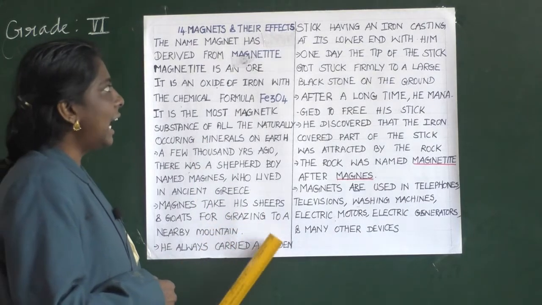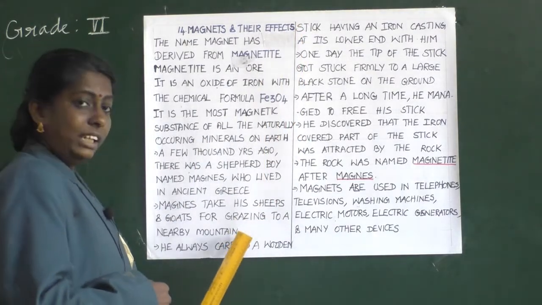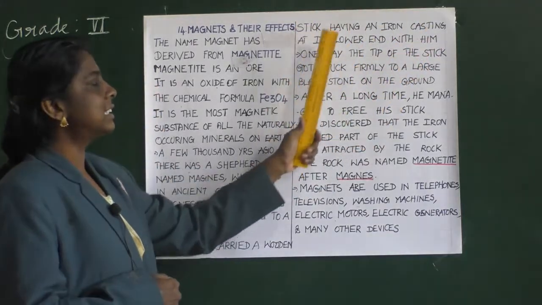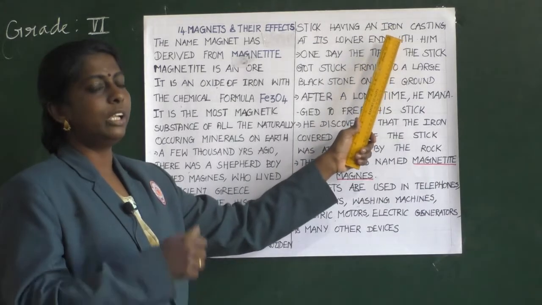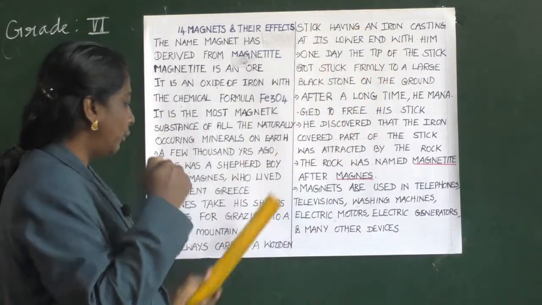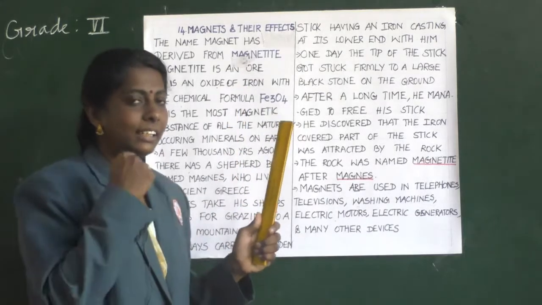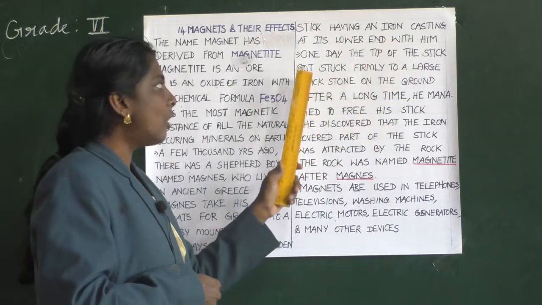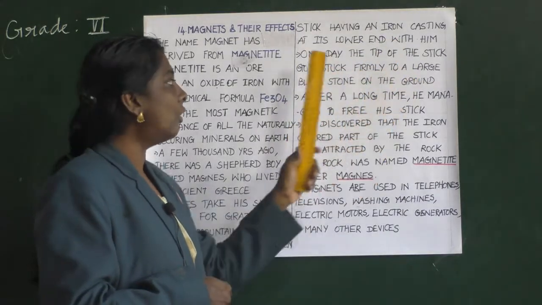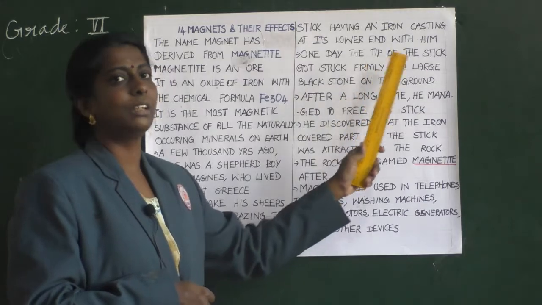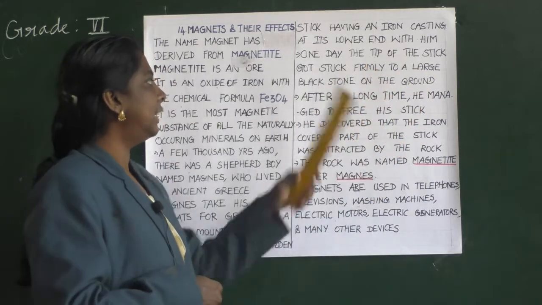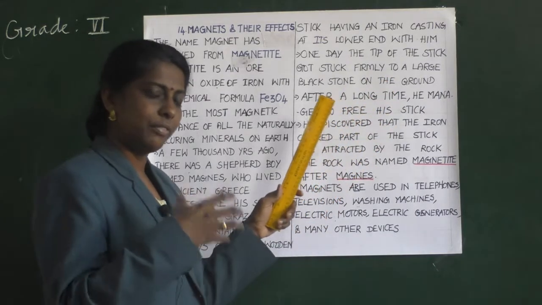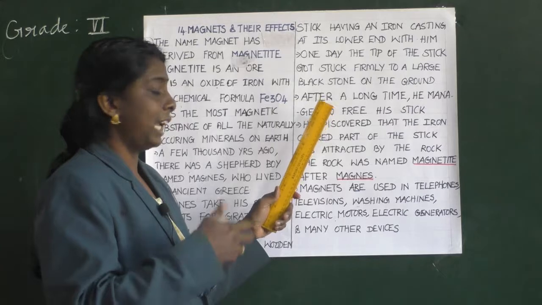He always carried a wooden stick having an iron casting at its lower end with him. Now, one day the tip of the stick got stuck firmly to a large black stone on the ground. Then, after a long time, he managed to free his stick.